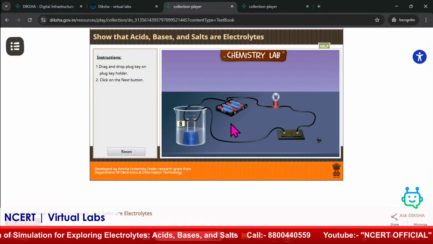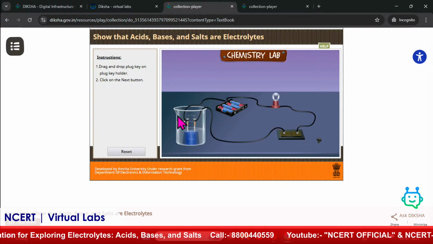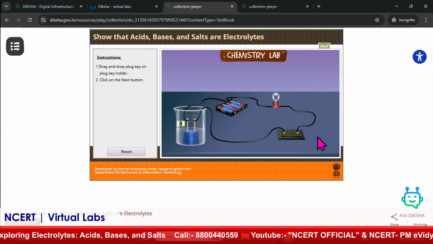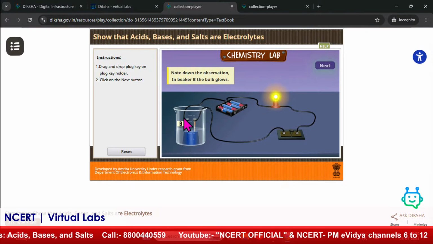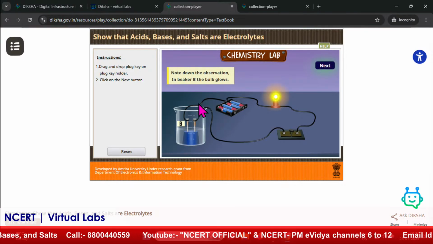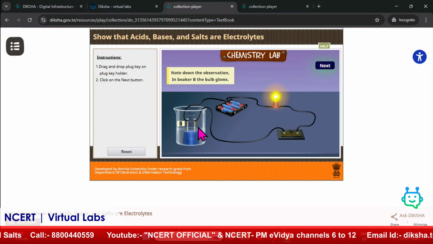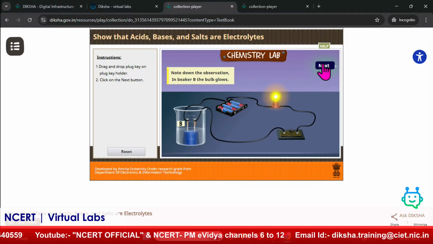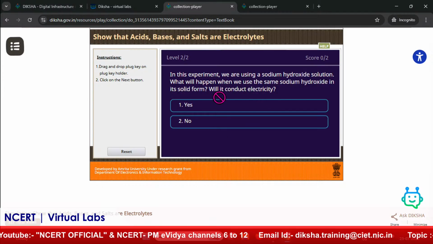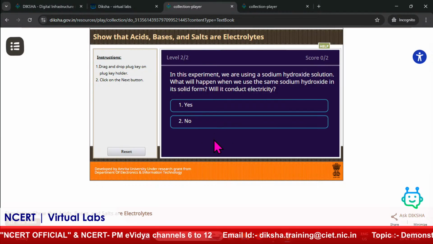Now we have to repeat the same steps with solution B, that is the base. Okay, now I'll put the key again in the key holder, and here we can see that this bulb is glowing again. The learner can note down all the observations, then we can conclude at the end. Now with the next, here we have some questions, because in between we need to assess ourselves. Yes, that is very much important for comprehensive understanding.